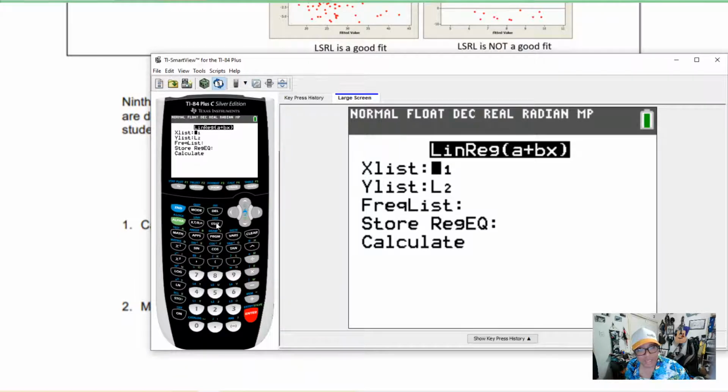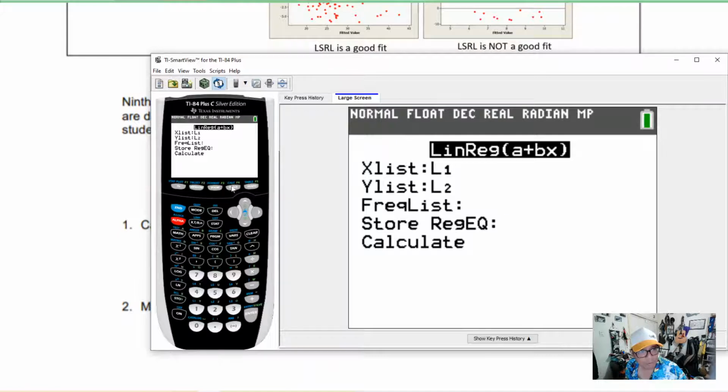The first thing it asks for is an X list, then a Y list. Change those accordingly. The next one is a frequency list. We are probably not going to deal with frequency lists, so just leave that blank. Store regression. This is good because it'll allow you to use that regression later. I'll go ahead and store that in Y1.